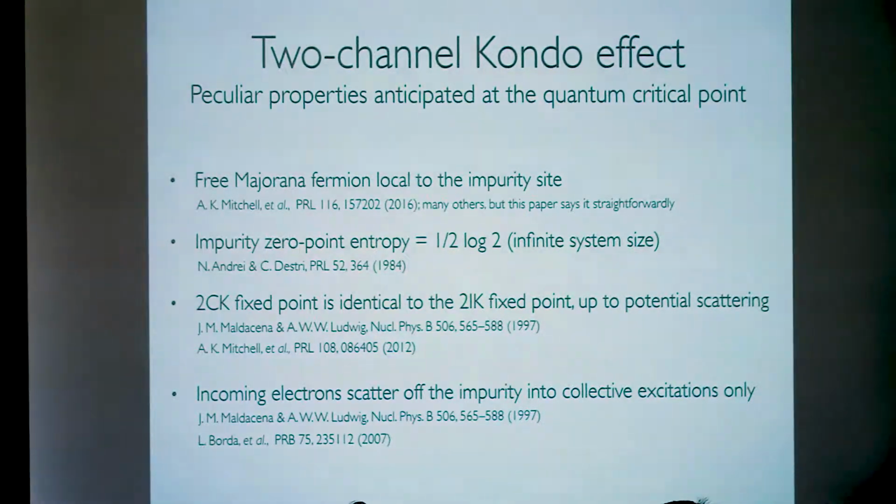That's associated, supposedly, though I won't make any experimental claim to this, with a free Majorana fermion local to the impurity site. As I alluded to earlier, the two-channel Kondo fixed point is identical to the two-impurity Kondo fixed point up to some trivial terms. And so when we study one system, we know something about the other, at least in a theoretical way. And supposedly, when you have incoming electrons, you can imagine firing them at the impurity. They supposedly scatter off into collective excitations.